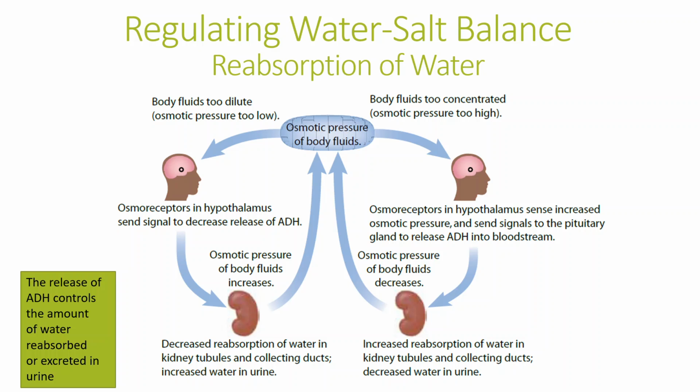On the left side, it shows if body fluids are too dilute, which means osmotic pressure is too low. Osmoreceptors in the hypothalamus send a signal to decrease the release of ADH, which decreases the reabsorption of water in the kidney tubules and collecting ducts, and that increases water in the urine, which results in increasing osmotic pressure.